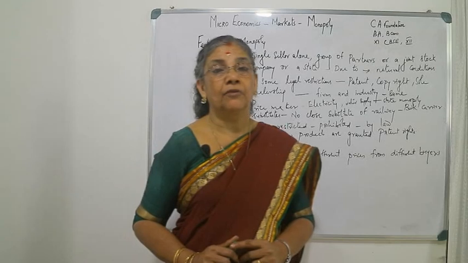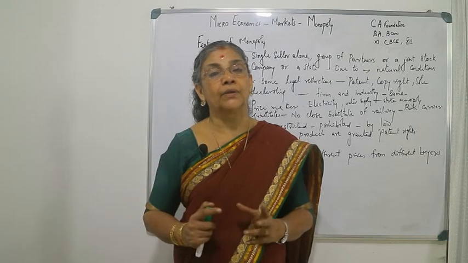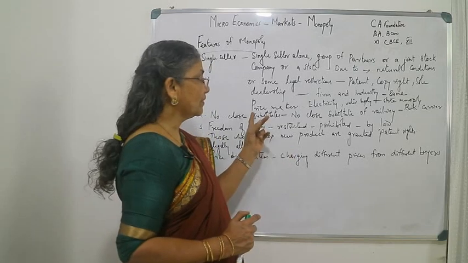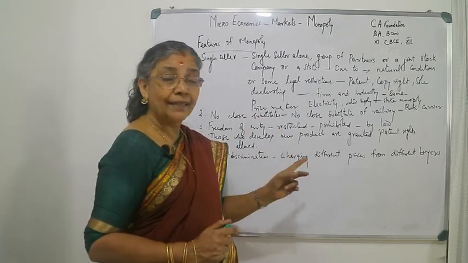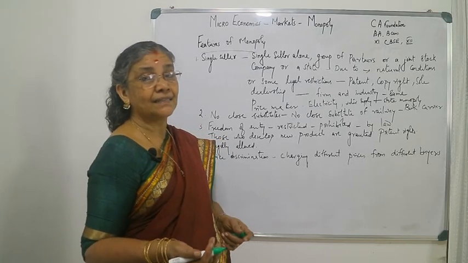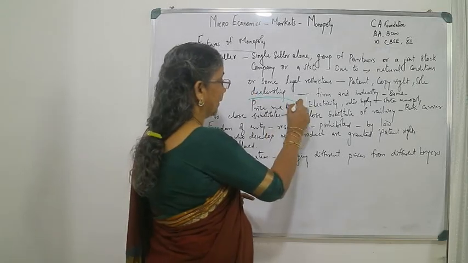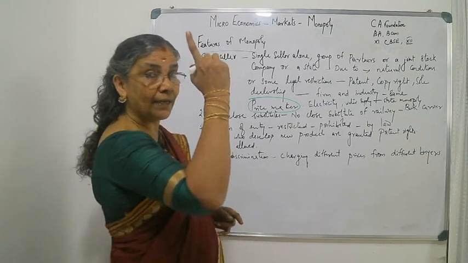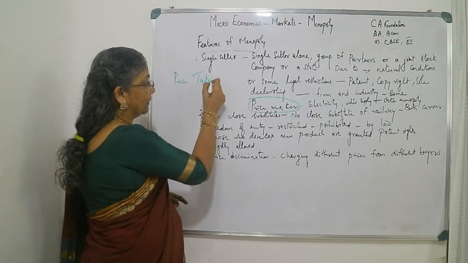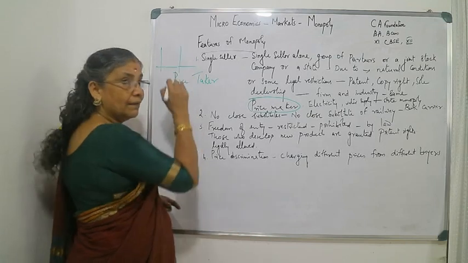So there is no difference between firm and industry. Under perfect competition, we have seen several firms together constitute an industry. Here there is no difference between firm and industry. Under monopoly, he is a price maker, whereas under perfect competition the producer is a price taker. Whatever price is prevailing in the market must be accepted by the firm.